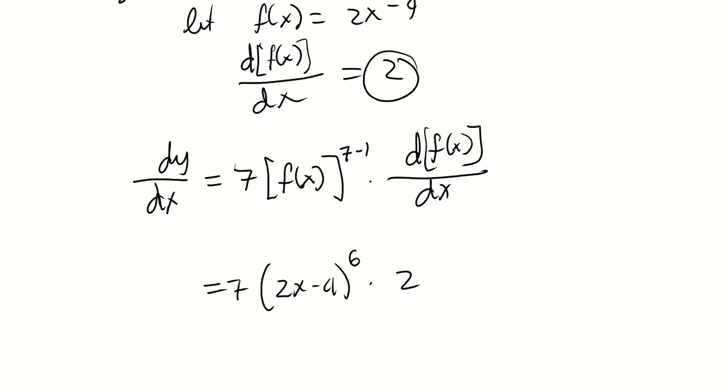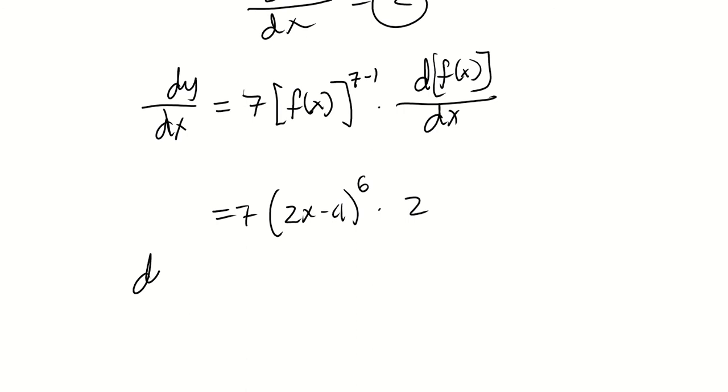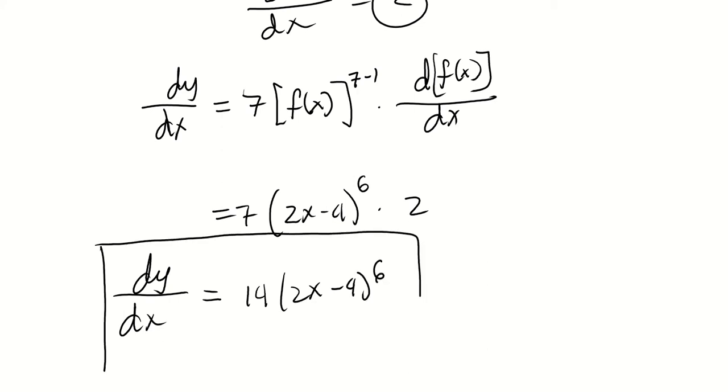Then simplify further. Now the derivative dy dx will be equal to 2 times 7, and that's 14, times 2x minus 4 raised to 6. And that is chain rule. That is chain rule or general power rule.